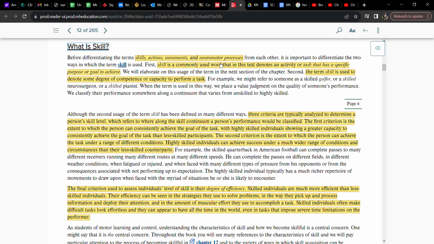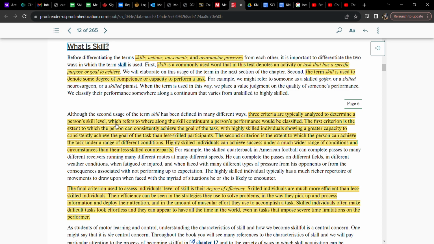A skill is a commonly used word that denotes an activity or task that has a specific purpose or goal to achieve. The term skill is used to denote some degree of competence or capacity to perform a task. So we look at certain aspects, and I love golf, so I'm going to use this example: a golfer would be a skill sport because it requires you to accomplish a particular task. A neurosurgeon needs to be able to perform brain surgery. That's a skill, right? You need a degree of accuracy, a degree of expertise, a degree of experience in order to perform that correctly.